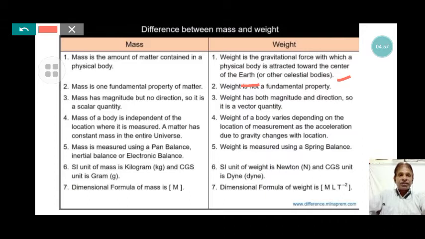Now, weight is not a fundamental property of matter. It is something else. It is the force which is exerted by the earth on a body.